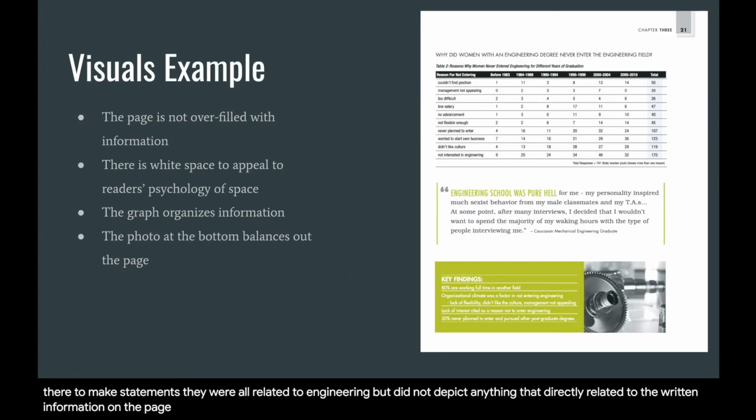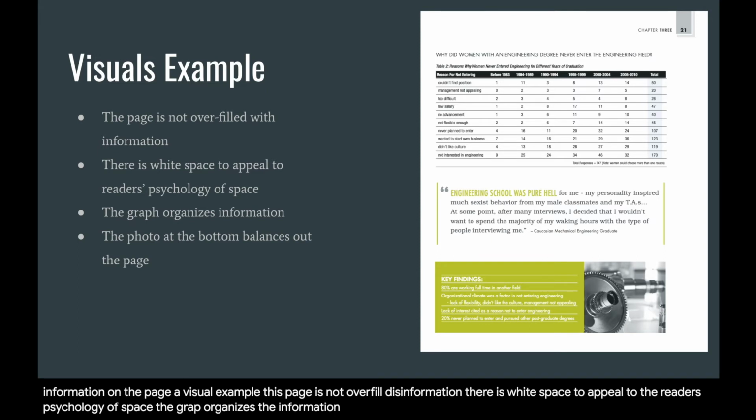A visual example. This page is not overfilled with information. There is white space to appeal to the reader's psychology of space. The graph organizes the information, and the photo at the bottom balances out the page.